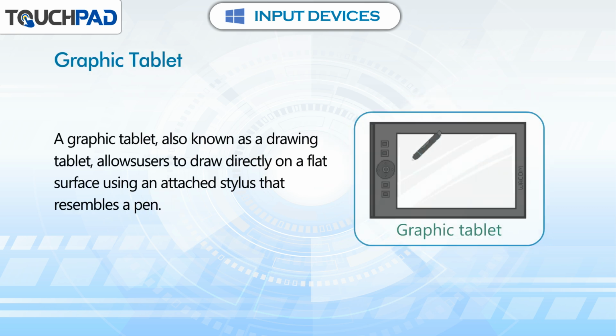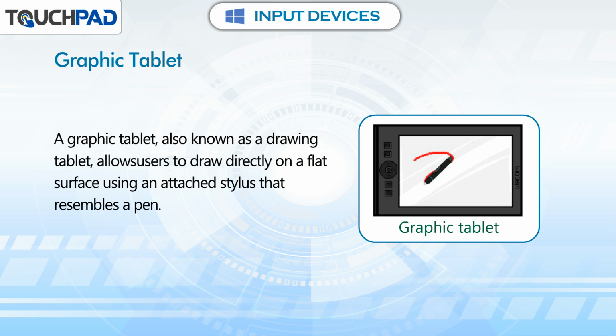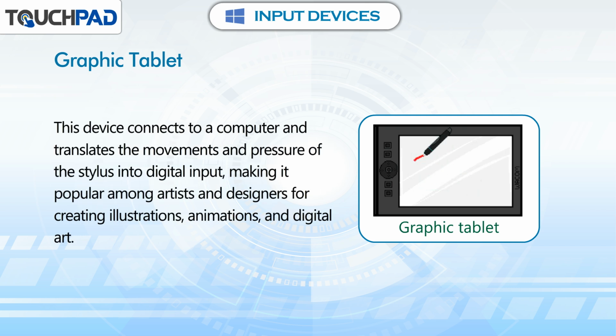Graphic tablet. A graphic tablet, also known as a drawing tablet, allows users to draw directly on a flat surface using an attached stylus that resembles a pen. This device connects to a computer and translates the movements and pressure of the stylus into digital input, making it popular among artists and designers for creating illustrations, animations, and digital art.